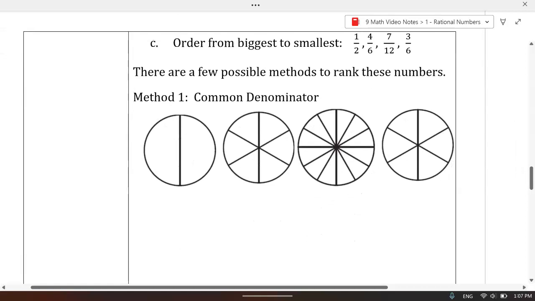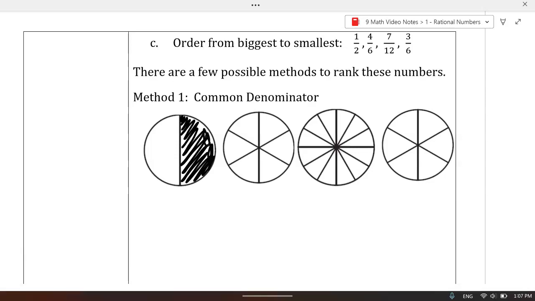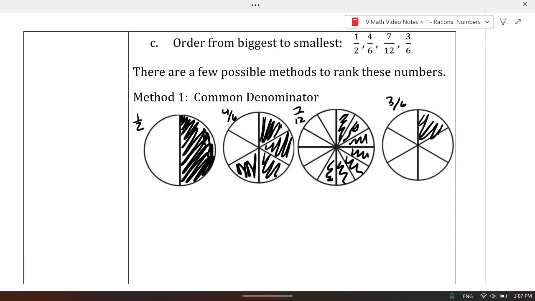So what I can do here is I'm going to color in this 1/2. Okay, so this is my 1/2. This is going to be my 4/6, so I'm going to go 1, 2, 3, 4/6. I'm going to color in 7/12. And then this one is going to be 3/6. Okay, so 1, 2.